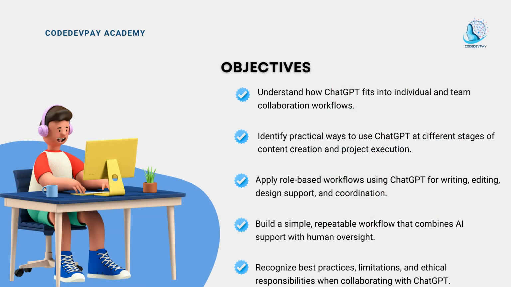At the end of this lesson, you should be able to understand how ChatGPT fits into individual and team collaboration workflows. Identify practical ways to use ChatGPT at different stages of content creation and project execution. Apply role-based workflows using ChatGPT for writing, editing, design support, and coordination. Build a simple, repeatable workflow that combines AI support with human oversight. And also recognize best practices, limitations, and ethical responsibilities when collaborating with ChatGPT.